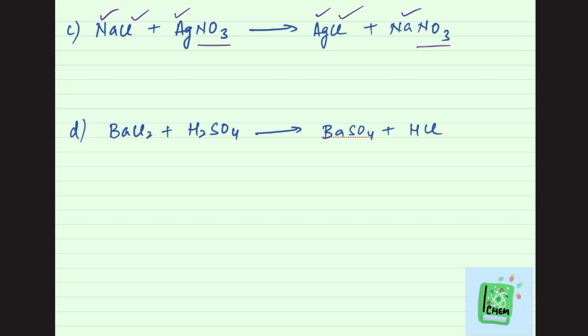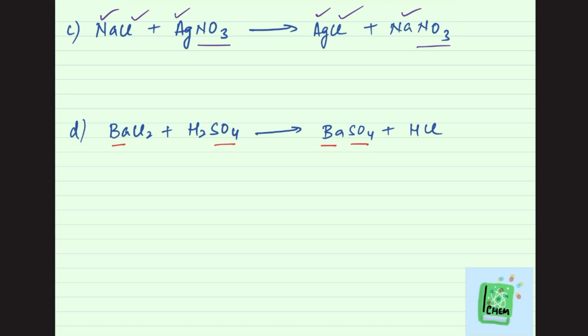Next equation, barium chloride plus sulfuric acid forming barium sulfate plus hydrochloric acid. Number of barium atoms on reactant and product side is same, that is 1. Number of sulfate ions on reactant and product side is same, that is 1, or in other words, number of sulfur atoms is same, on both sides it is 1. Number of oxygen atoms on reactant side is 4 and on product side is also 4.